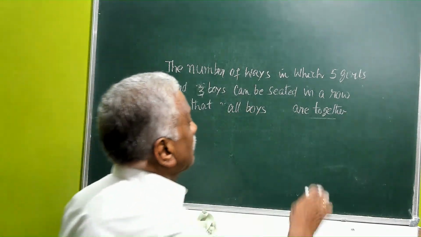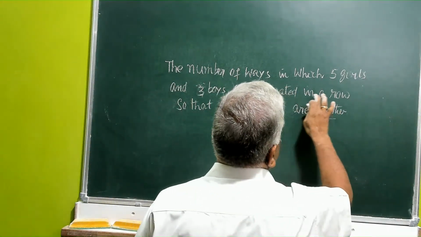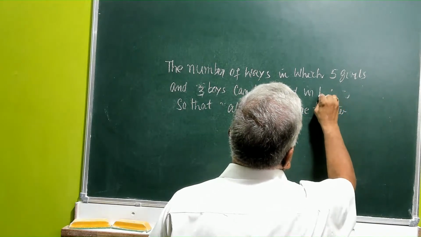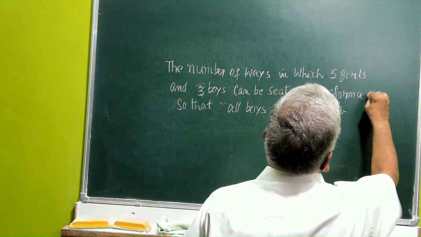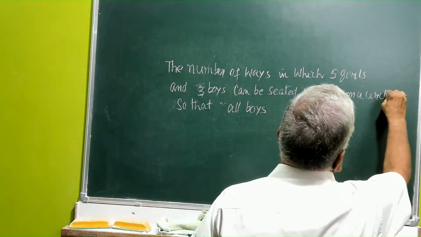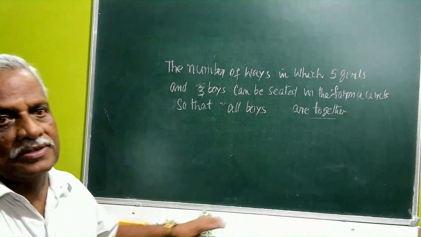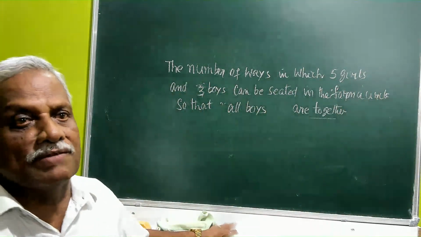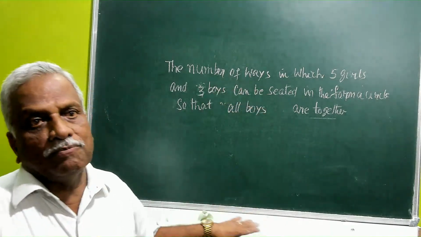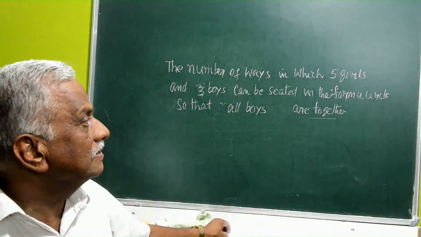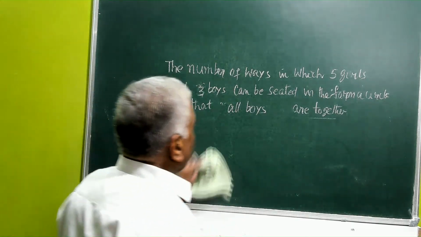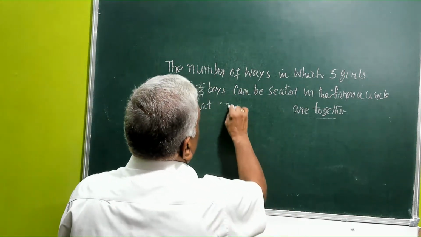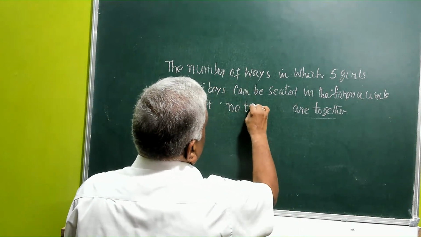Now, here, instead of a row, suppose it is asked that they can be seated in the form of a circle. I am discussing all the concepts with this problem so that I give you the overall picture. 5 boys and 3 girls are to be seated in the form of a circle when no 2 boys are together. No 2 boys are together.